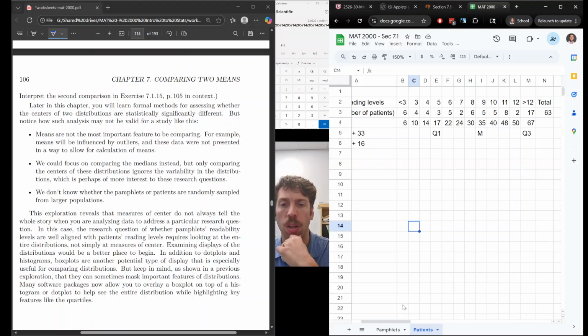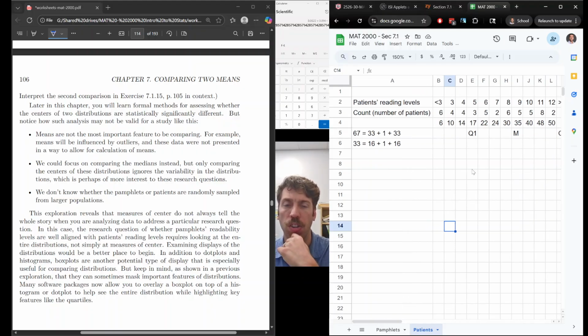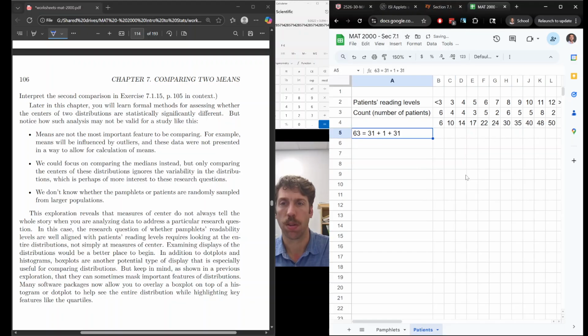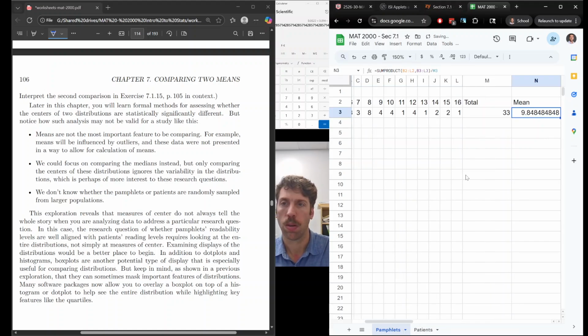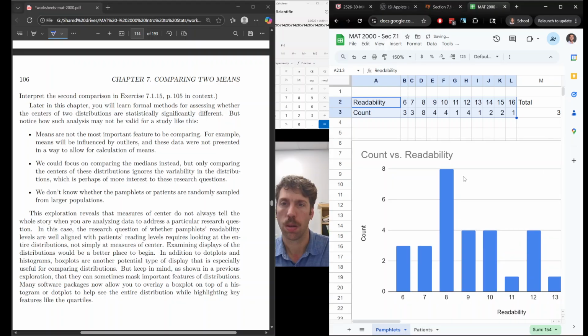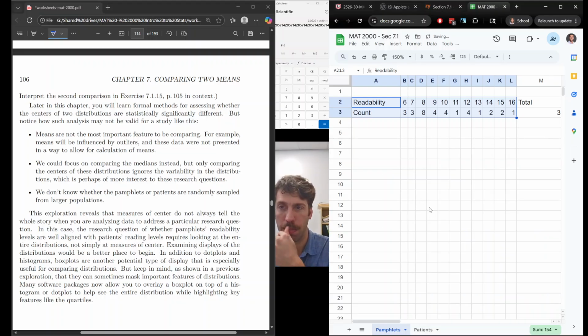I'm going to give you this spreadsheet, but without all the work I've done or the edits I've made. And so there we go. I'm going to give that to you in Canvas. All right, that completes this section.